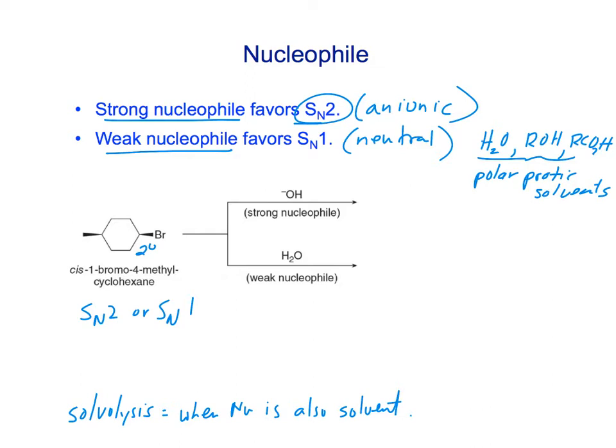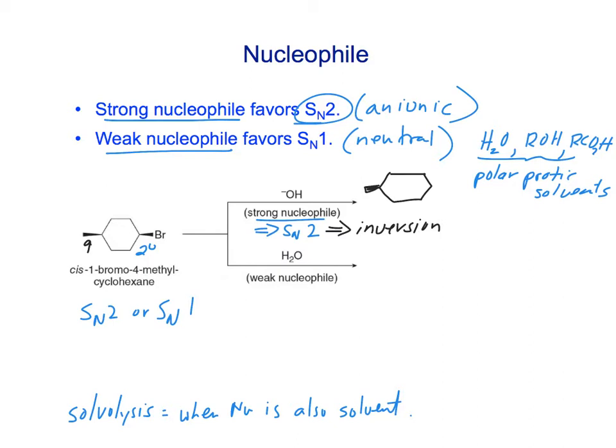So in the top pathway, we have a strong nucleophile, and so that favors SN2. And because it's SN2, we know that this will also lead to inversion of configuration. So when we consider the product here, we know that the methyl group, the stereochemistry of this methyl group, is remote from the reaction site, and so it's going to remain unchanged. So it's going to be going up like this.